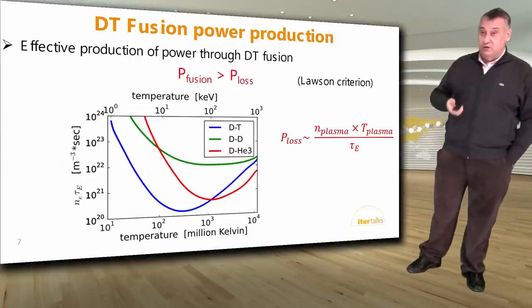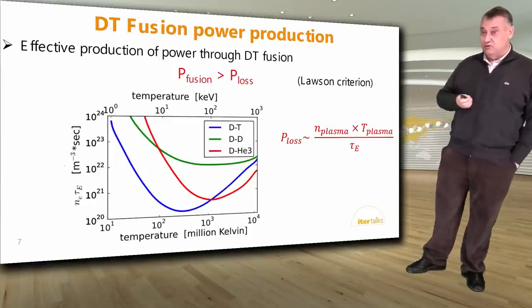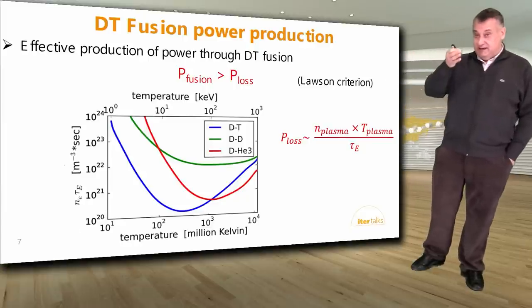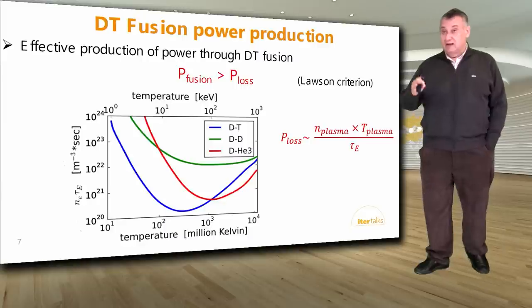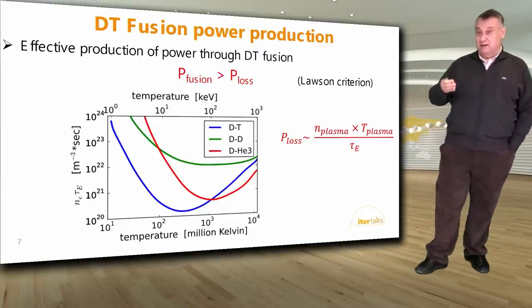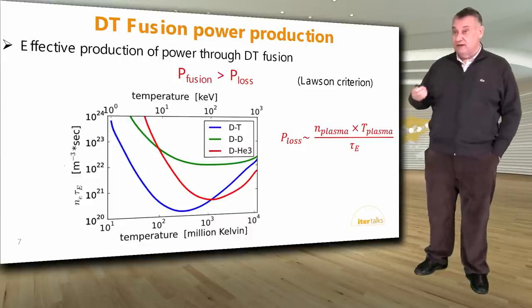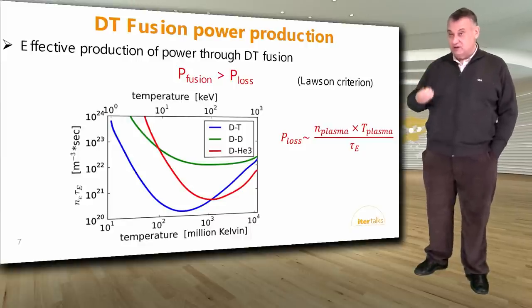And this is what is shown in this graph, where the product of the density of the plasma and the time the energy stays in the plasma is shown versus the plasma temperature. And what you see here is that there is a minimum in this criterion, typically about a few hundred million degrees Celsius or Kelvin, at which fusion power becomes more favorable, the production of fusion power becomes larger than the losses of the plasma.